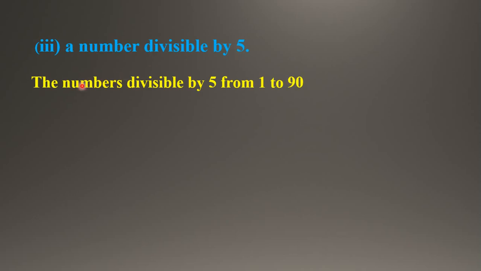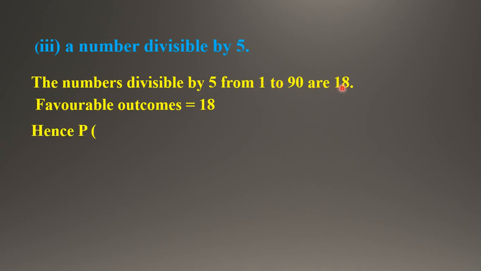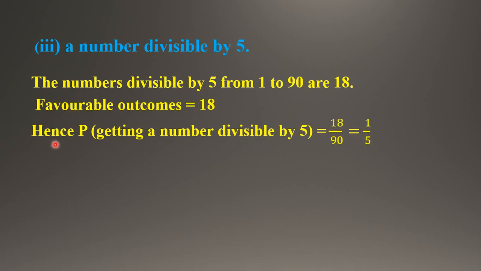The third part of question number 18 is, what is the probability of a number divisible by 5? In this case, the numbers divisible by 5 from 1 to 90 are 18, since 18 fives are 90. The favorable outcome is 18, hence the probability of getting a number divisible by 5 is 18 upon 90. Favorable outcomes upon total outcomes is equal to 1 upon 5.